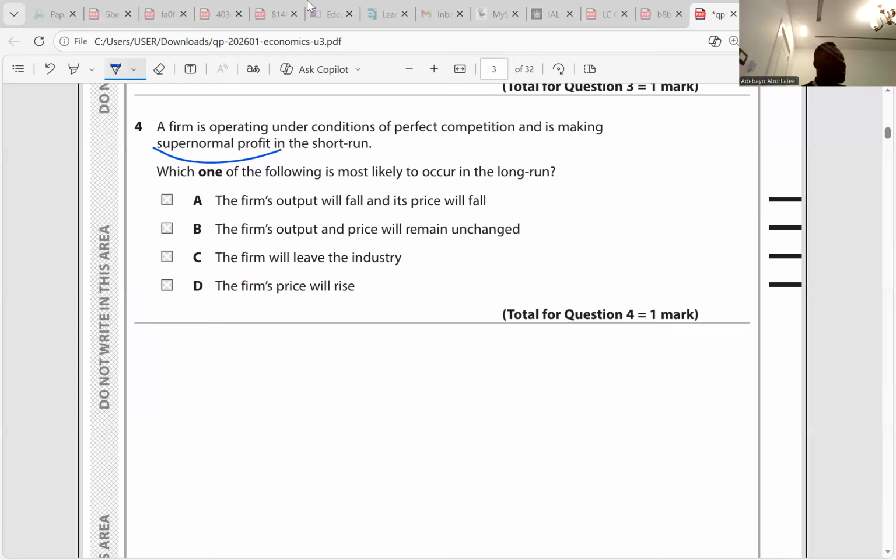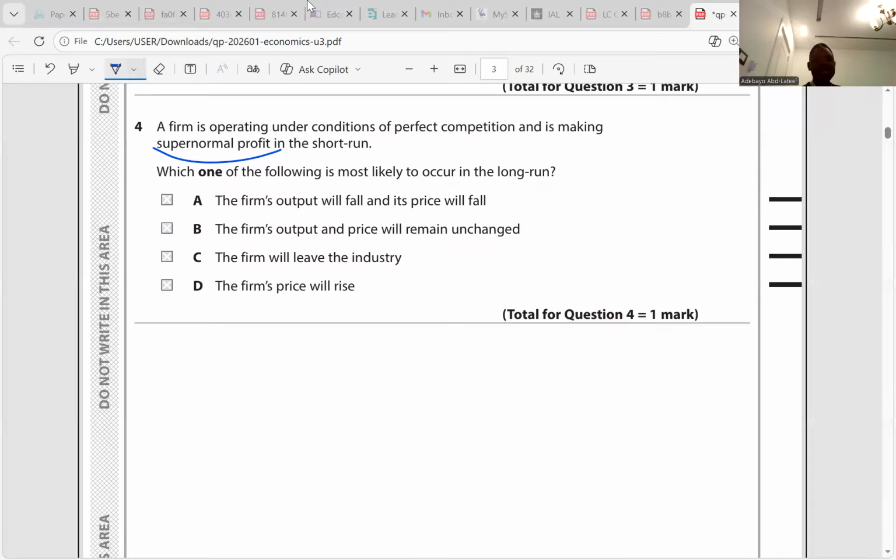C, the firm will leave the industry. The firm is making supernormal profit, so it's expected to stay in the market and potential firms are expected to come into the market. So the firm is not going to leave. It's only when the firm starts making a loss that it will leave. Even when new firms come in, they're still going to make normal profits. And that still makes the firm stay.